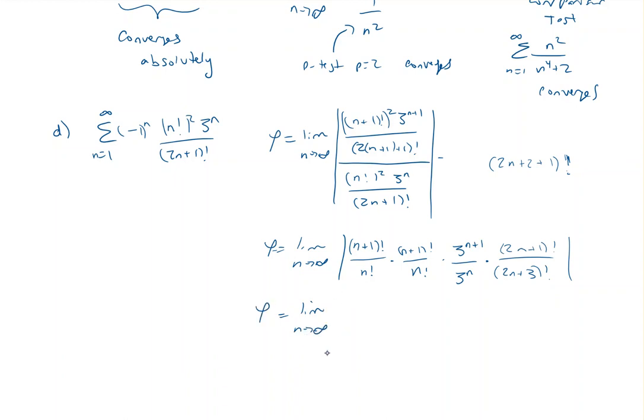I said this one was a challenge when I was assigning it. Now you see why. This is the n plus 1, right? The factorials. This just becomes 3. Now this becomes 2n plus 3 times 2n plus 2 times 2n plus 1 factorial. So I'm just going to write it like this.